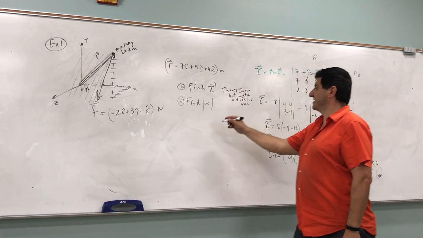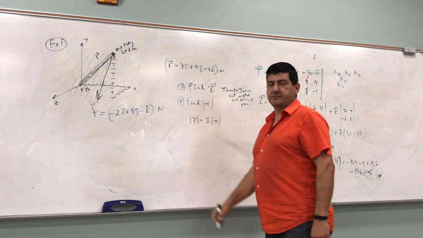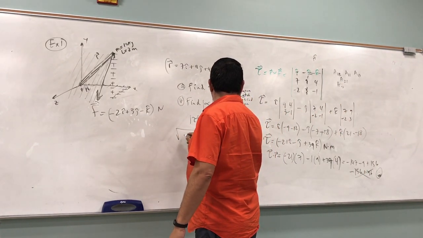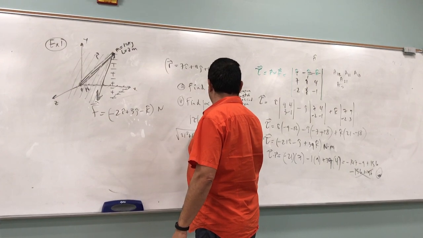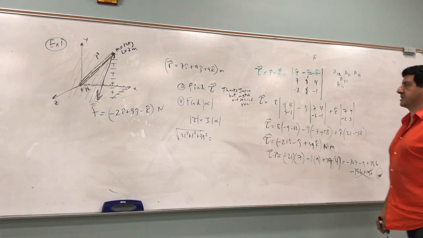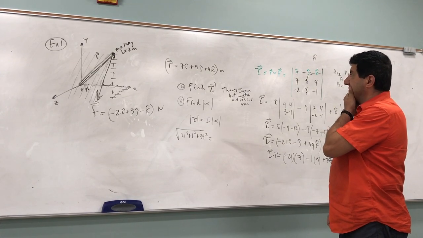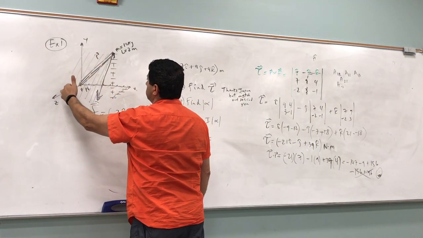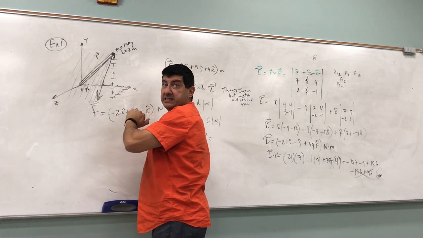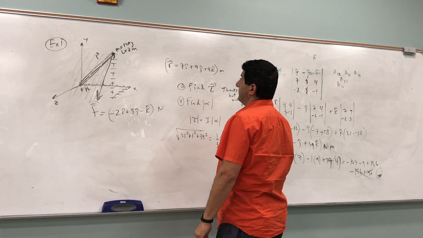Okay, so now alpha: the magnitude of torque is I times the magnitude of alpha. So now I'm going to take the magnitude of this torque: 21 squared plus 1 squared plus 39 squared. Then what's going to be the I? The moment of inertia of a rod is going to be 1/3, because it's pivoted about the end point, 1/3 of its mass times its length squared.